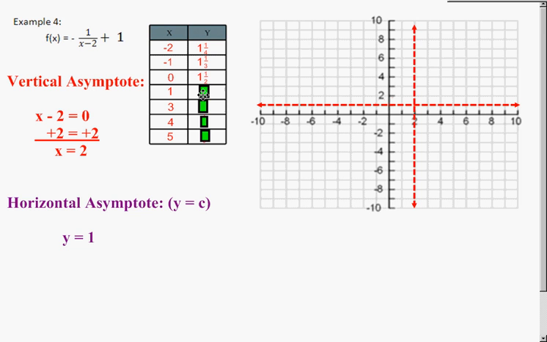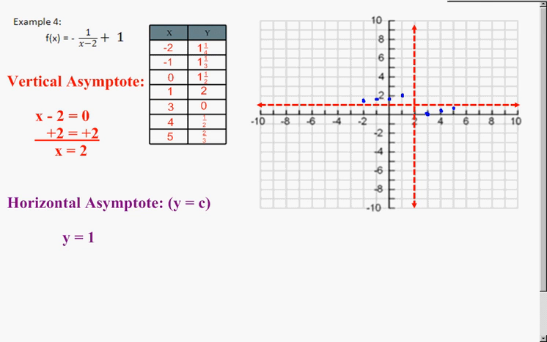0 would come out to be 1 1/2. 1 is 2. 3 is 0. 4 is 1/2. And 5 is 2/3. Next step is to go ahead and plot these. Notice here that 2, the values I have, 1, 2, 3, 4 values below 2, so I should wind up with 4 points in one quadrant and 3 points in another quadrant when I graph my rational function. So go ahead and plot them.